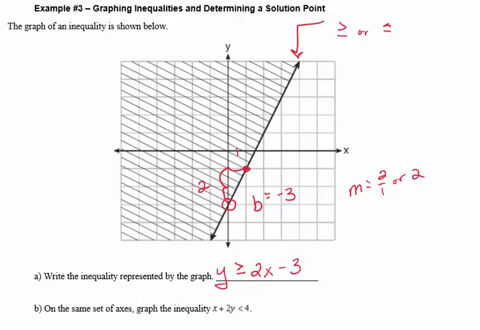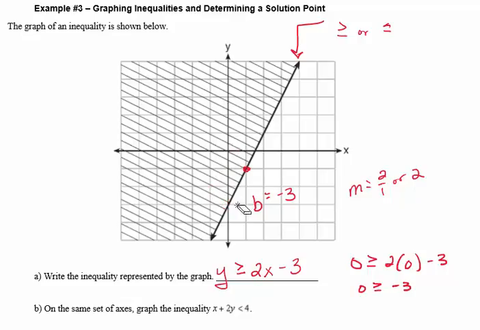Okay, so 0 is in the solution set, which means 0 should make this true. So 0 should make what I have just written true. So that would mean 0 is greater than or equal to 2 times 0 minus 3. So is 0 greater than or equal to -3? It is true, so I know that is actually my answer.